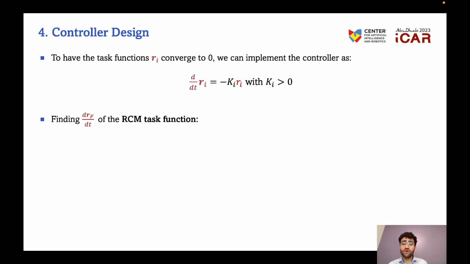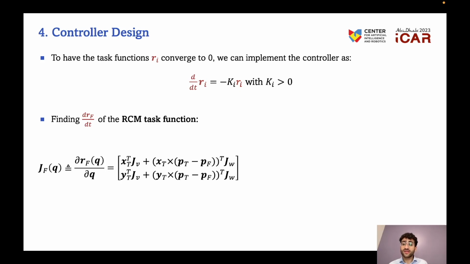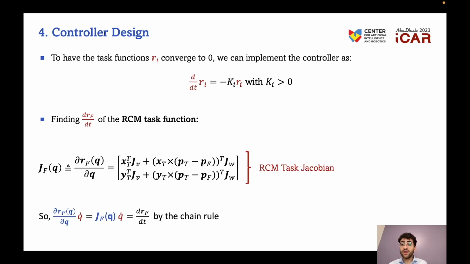And in order to do so, we need to first find the rate at which the task functions are changing. Beginning with the RCM task function, we can start off by defining the Jacobian of the task function for the RCM constraint as the partial derivative of the task function with respect to the joint positions q. Once we have that Jacobian, we can multiply it by the joint velocities, and using the chain rule, that is equivalent to the rate at which the task function is changing with time.